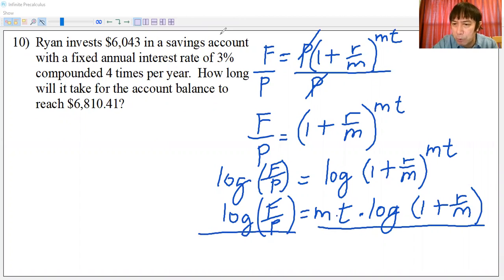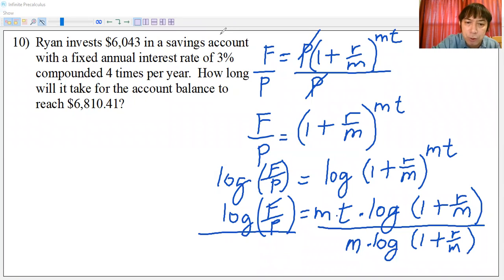We're going to use the divisor log of 1 plus r over m, together with the m, so that we will have just the t on one side of the equation. So let's put the m here, part of the divisor, being multiplied by the logarithm, and then use it also on the other side. We will be dividing the other side by the same m times logarithm of 1 plus r over m.